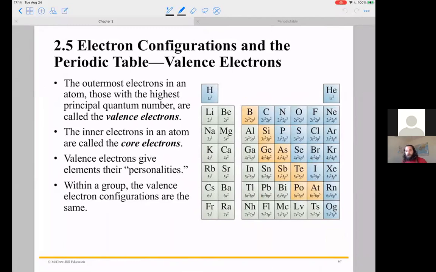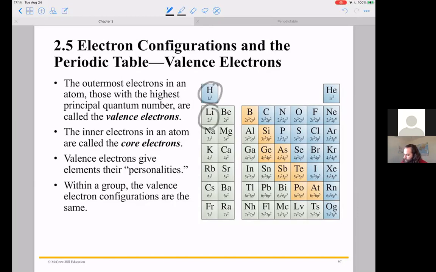Valence electrons are the outermost electrons, meaning they're the highest energy, they're the easiest to remove. It turns out that the way that the periodic table is organized is that every element that's in the same column has the same number of valence electrons, okay? Again, the outermost electrons. So let's just take two simple examples and see here.